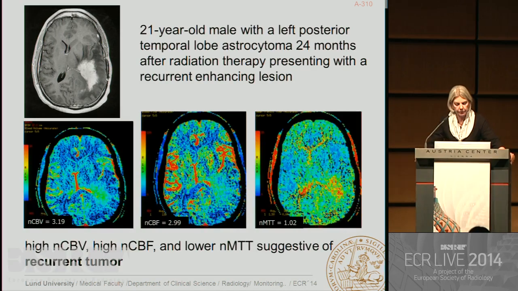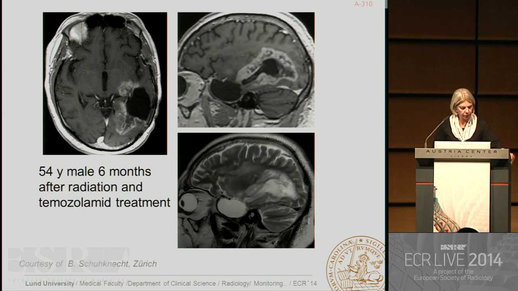Here's an example of a 21-year-old male who presents with a lesion in the posterior fossa 24 months after previous radiation therapy. And you can see this enhancing lesion here. Now, looking at the perfusion-weighted images, we can see that there is an area of increased cerebral blood volume, cerebral blood flow, and a decrease in the MTT, indicating that this was certainly a recurrent tumor and not pseudo-progression or radiation necrosis.